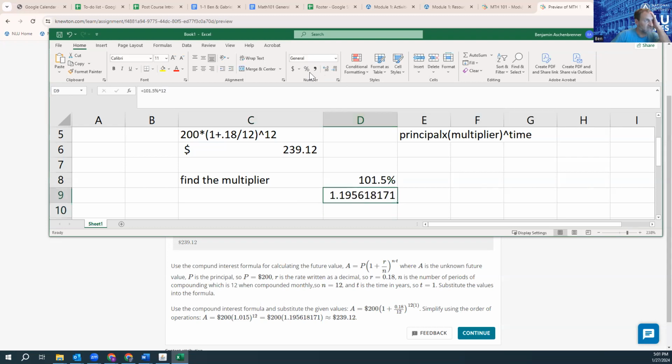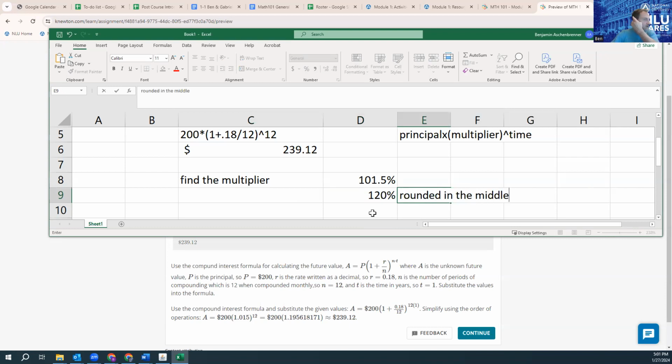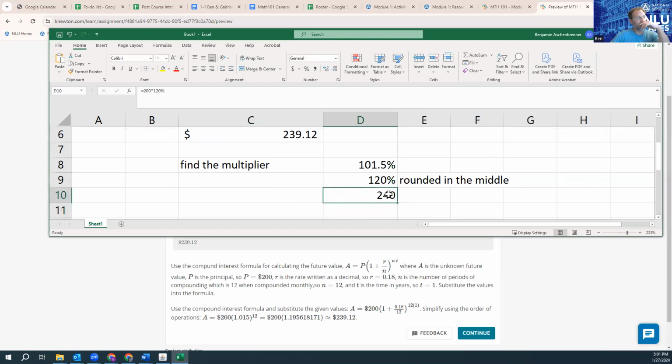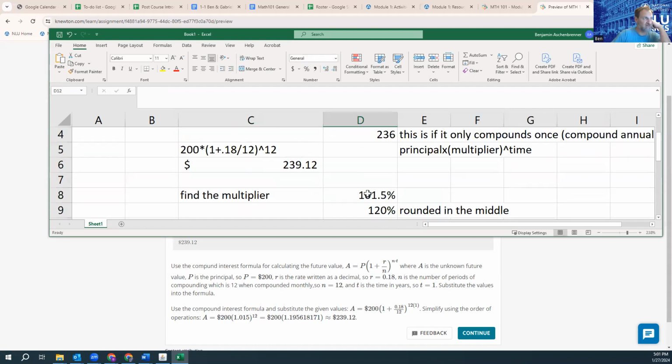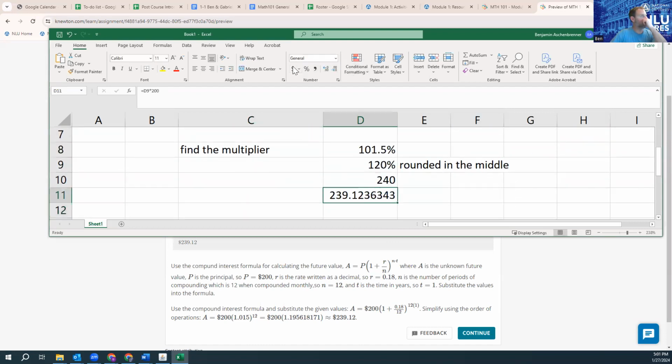That's 119, 120%. But notice that if I took the 120%, this is rounding in the middle, then I would be increasing my 200 by 20%, and that ends up being 240. Now, if I had just used a cell reference here, it would have got me back to this answer. Equals this times 200 should still get me back to the same 239.12, and it does.